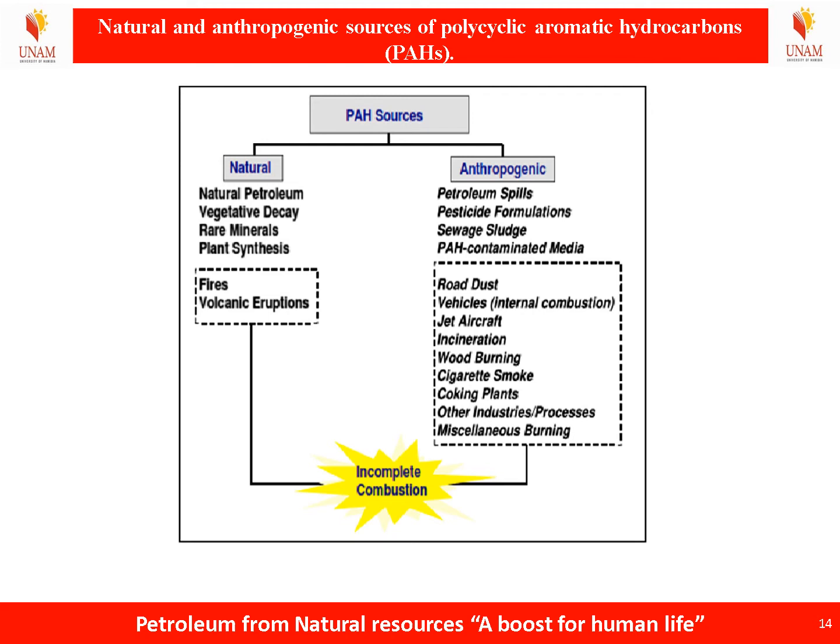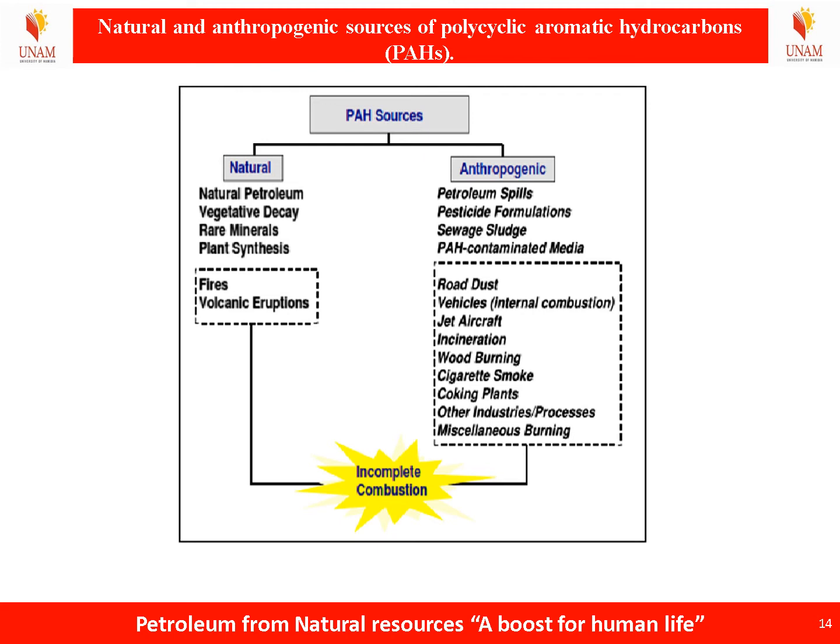The natural and anthropogenic sources of polycyclic hydrocarbons we'll see in this diagrammatic review. That is natural petroleum, vegetative decay, when the vegetation in agriculture gets destroyed. Rare minerals also can have them, and even plant synthesis, and they can be produced from fires and volcanic eruptions, that is, when there is incomplete combustion.